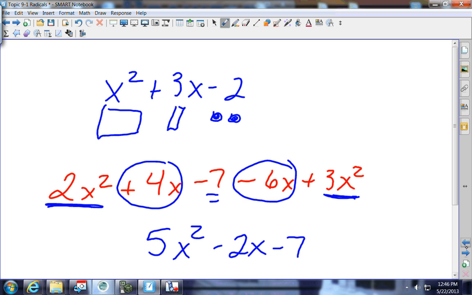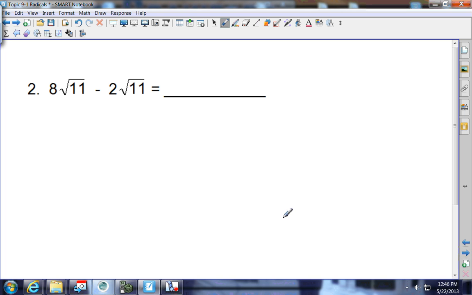Now, the next one right here, we are subtracting. What you're going to look at first is the fact that the square roots are the same. So that means that they can go together. And the question was, what if they're different? We're not there yet. So now we have 8 minus 2, which gives you 6 square root of 11. Okay.